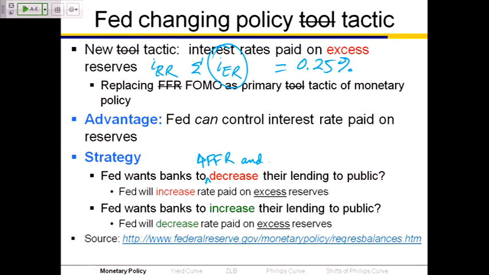So that's the example I just gave about if the opportunity cost goes from 0.25 to 5%. There's a whole lot of projects that are no longer profitable. There's going to be less lending to businesses. If the Fed wants banks to, let me edit this, if they want banks to decrease the federal funds rate and increase their lending to the public, the Fed's going to decrease the rate they pay on excess reserves.